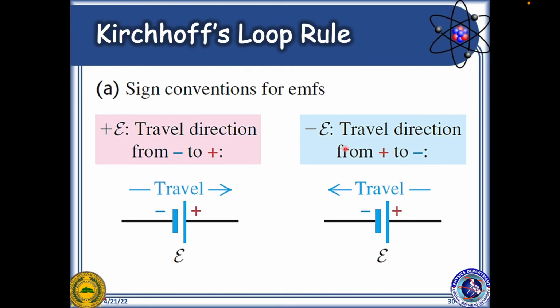You must remember some sign conventions, specifically for EMFs. You'll have a positive value for your EMF if the travel direction is from negative to positive, or from lower to higher potential. And you'll have a negative value for your EMF if it's from higher to lower potential. So what you have to remember is where the battery ends. If it ends at the positive, then it would be a positive value for your EMF. If it ends at the negative, it would be a negative EMF.